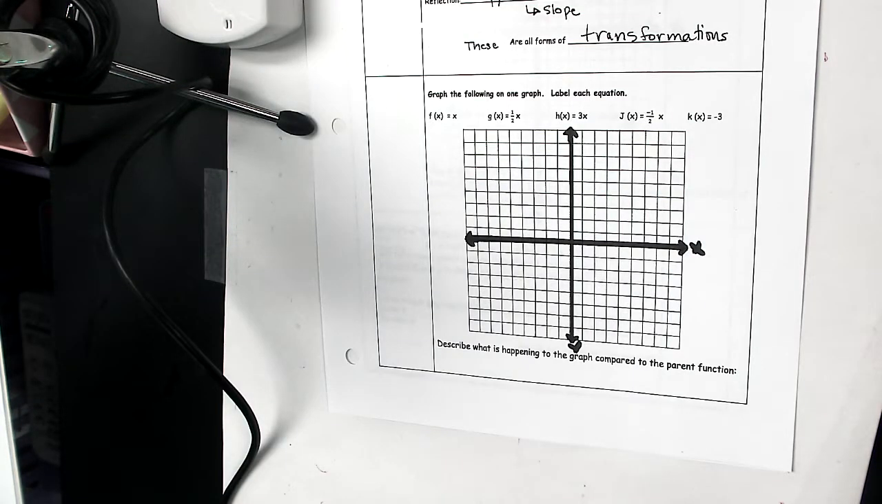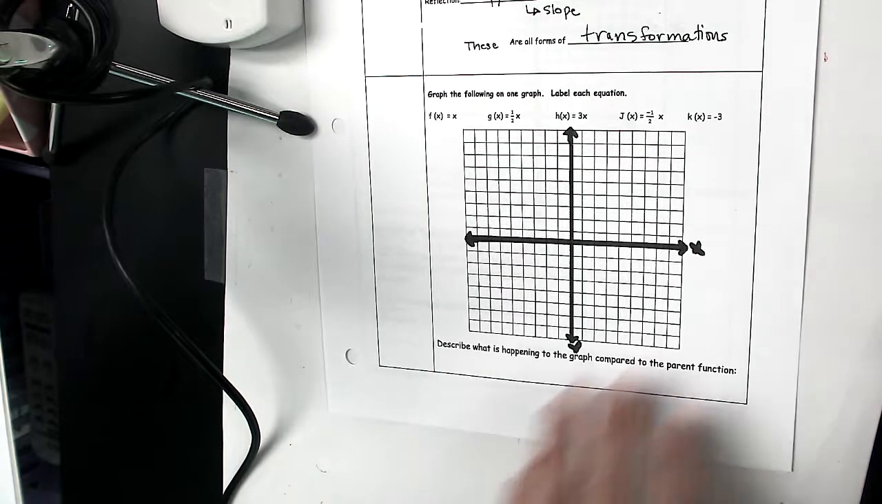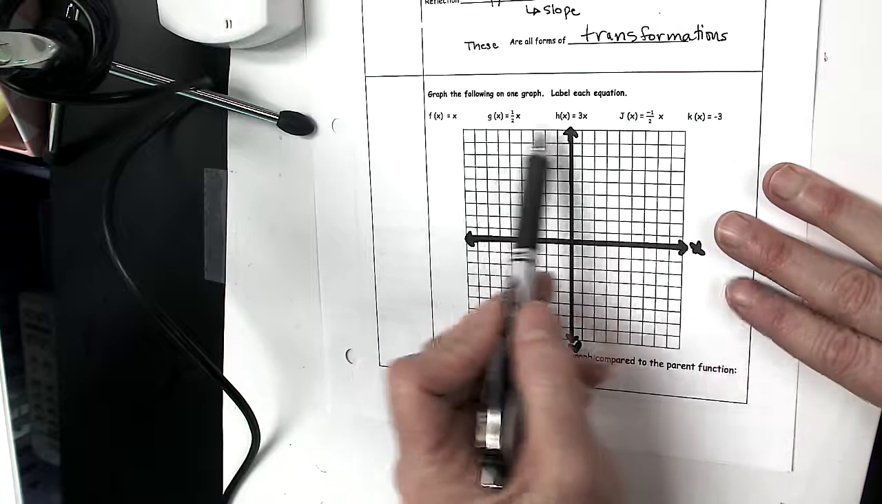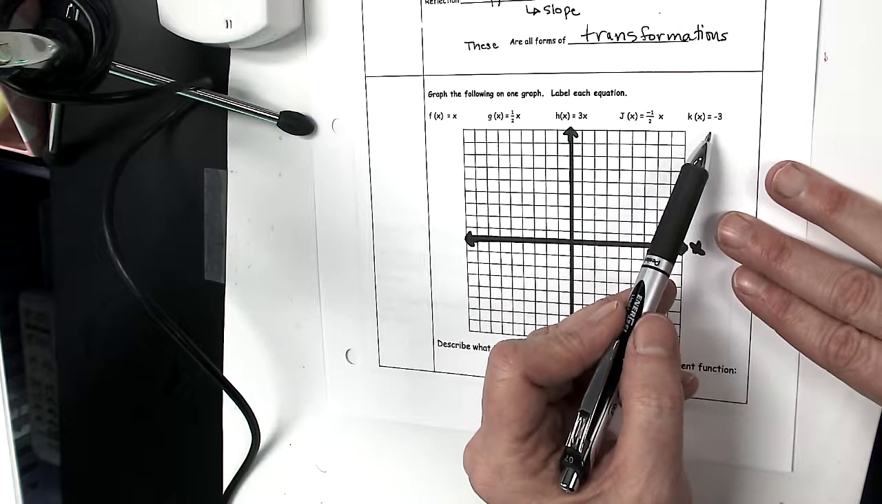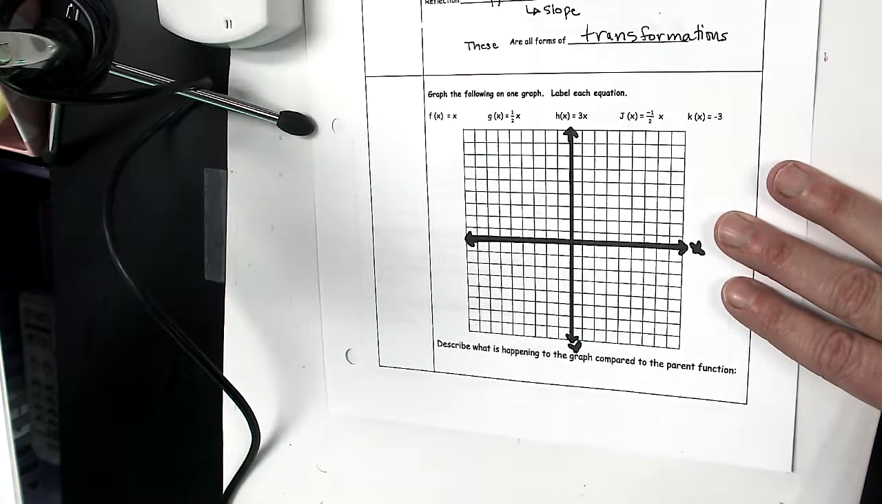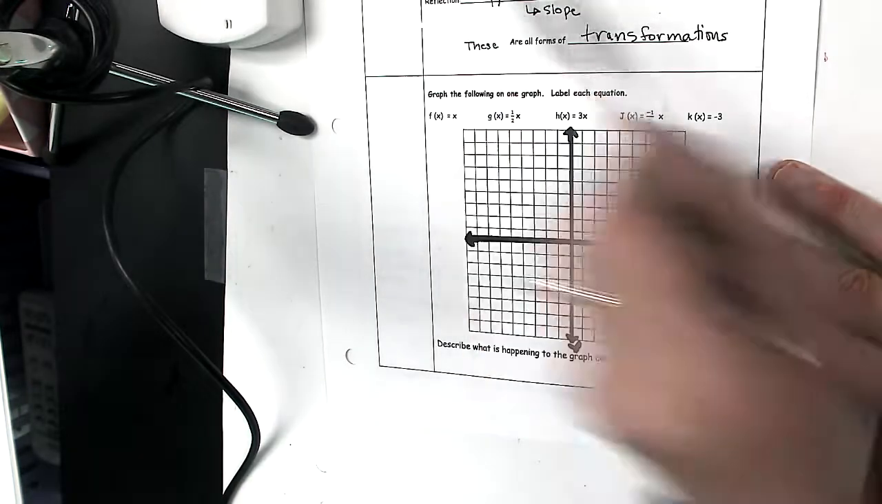What we're going to do is look at these different equations, these functions, and see what happens. We'll see if we can tell which one of these is it. Is it a translation, rotation, or reflection? So f of x equals x, that's the same as y equals x. That's called the parent function.